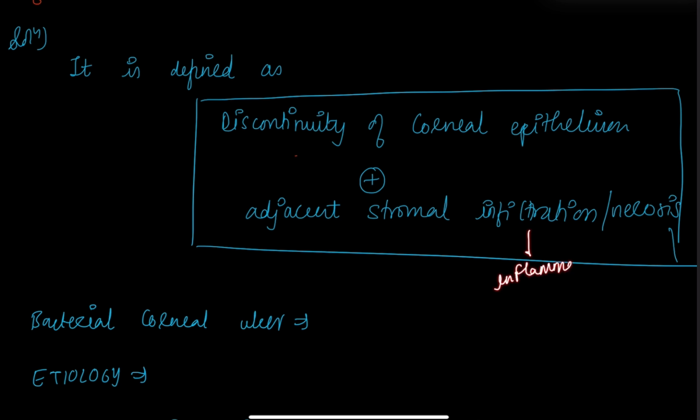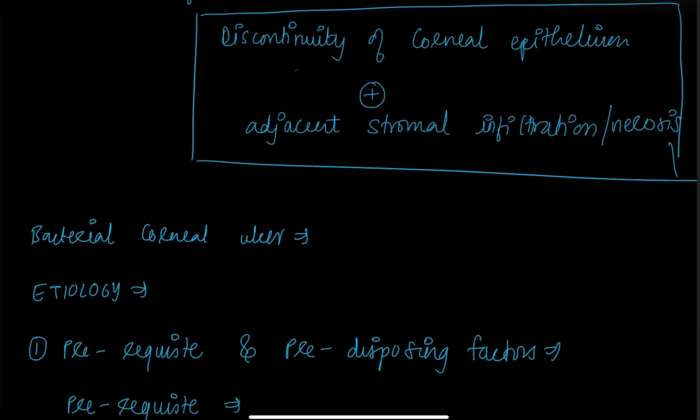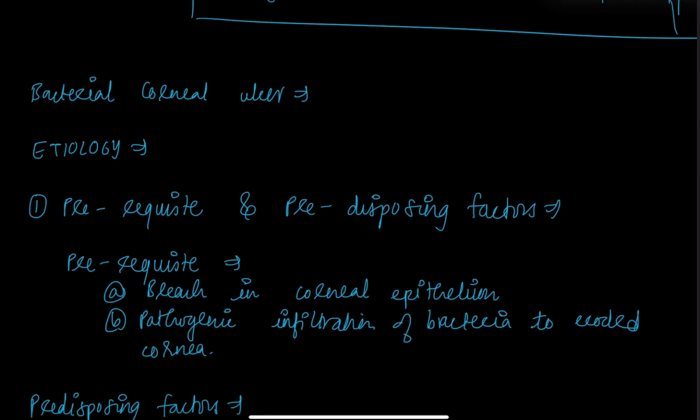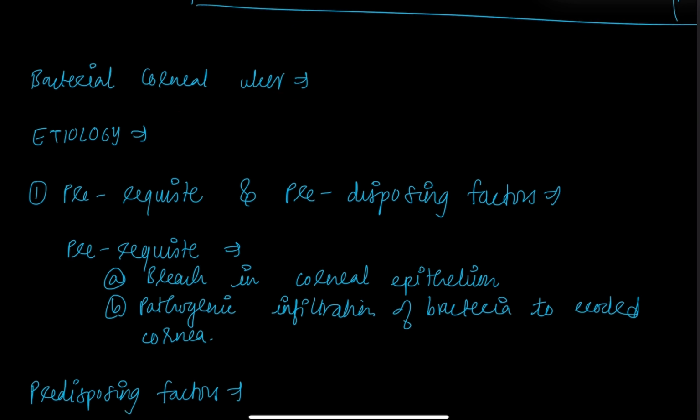Inflammatory cells and necrosis. So it's basically discontinuity of the corneal epithelium with adjacent stromal infiltration of inflammatory cells and necrosis. So stromal infiltration by inflammatory cells and necrosis of it is the first point we have to write. Next, what is a bacterial corneal ulcer?